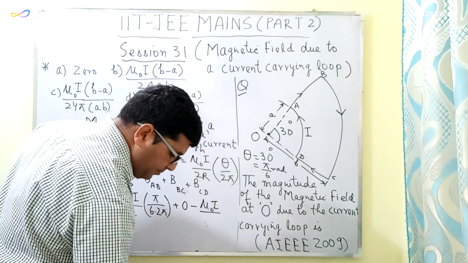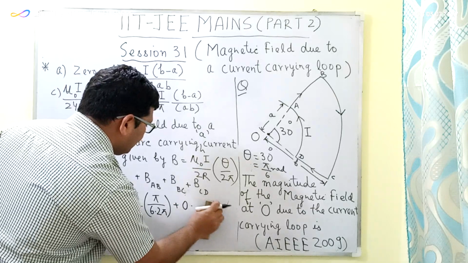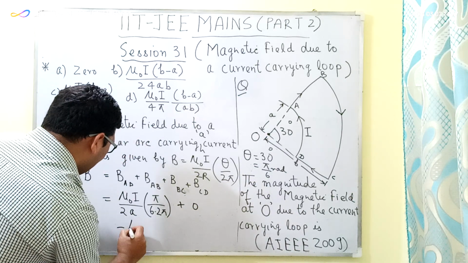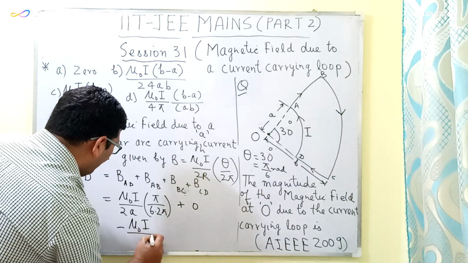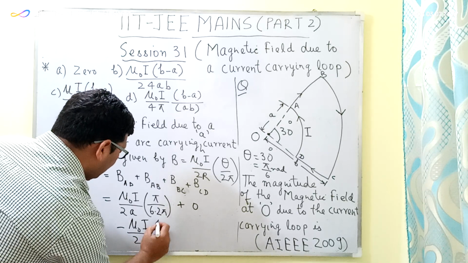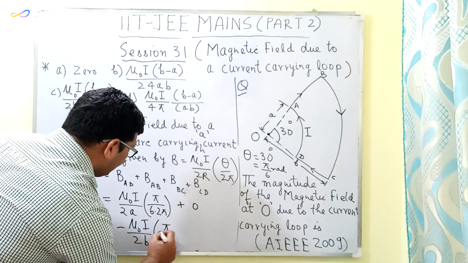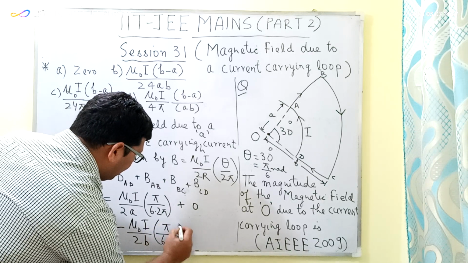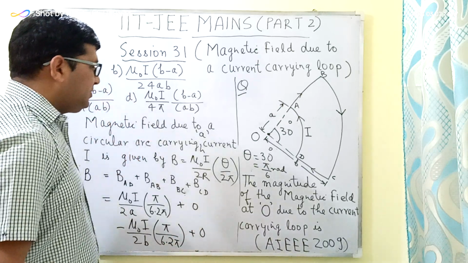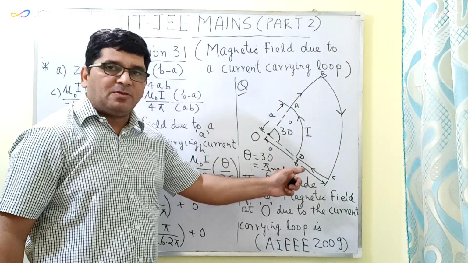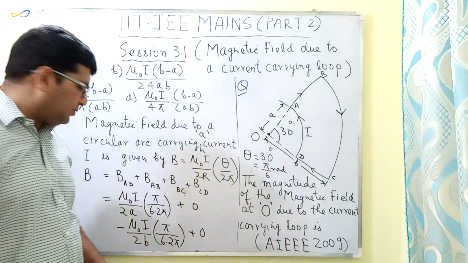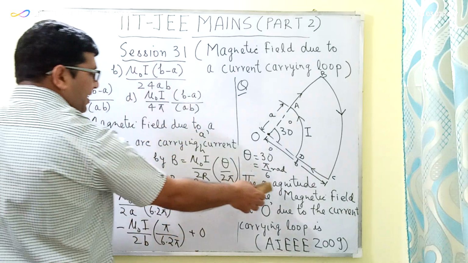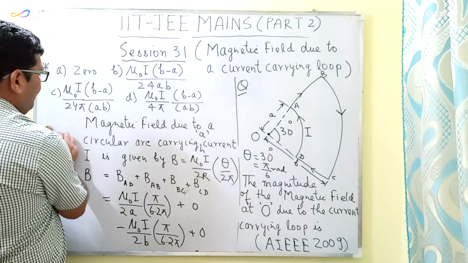upon, I will be writing it here. That will be equal to mu naught I upon 2b in bracket pi by 6 into 2 pi, plus 0, because the magnetic field due to this segment CD will be equal to 0, because in this case the value of theta is equal to 0. So finally we have to simply add it up, and we will get the value of this magnetic field at the point O.